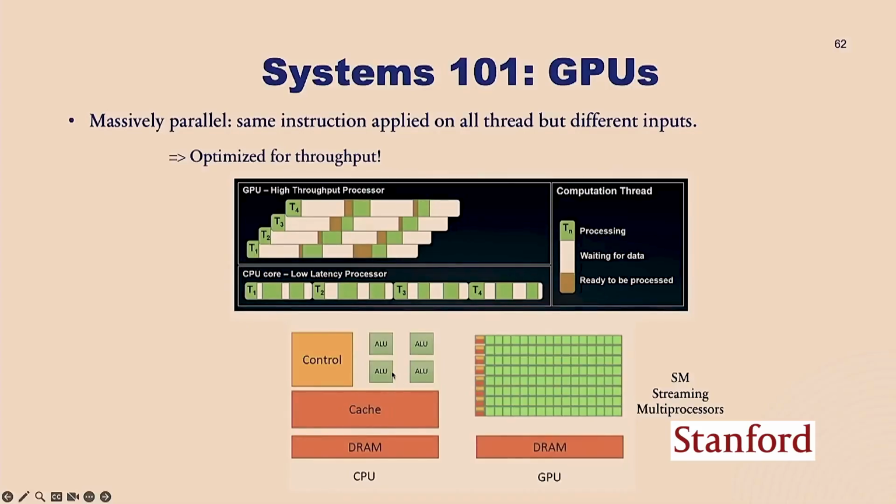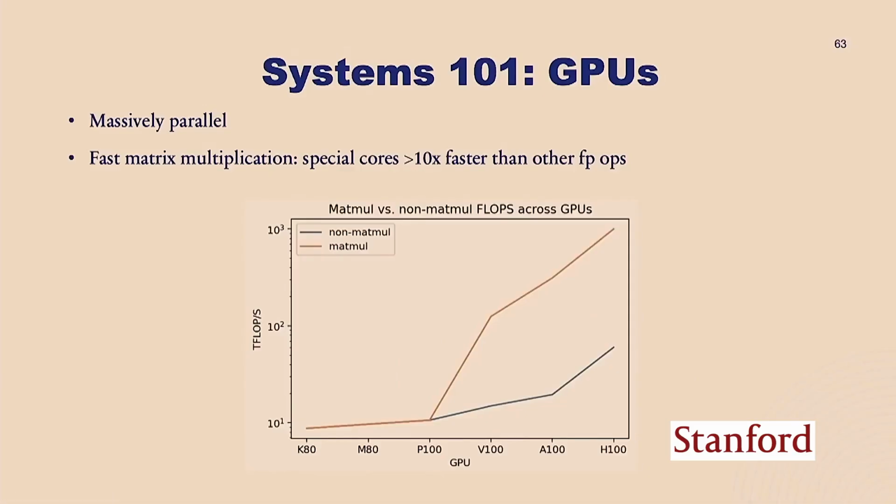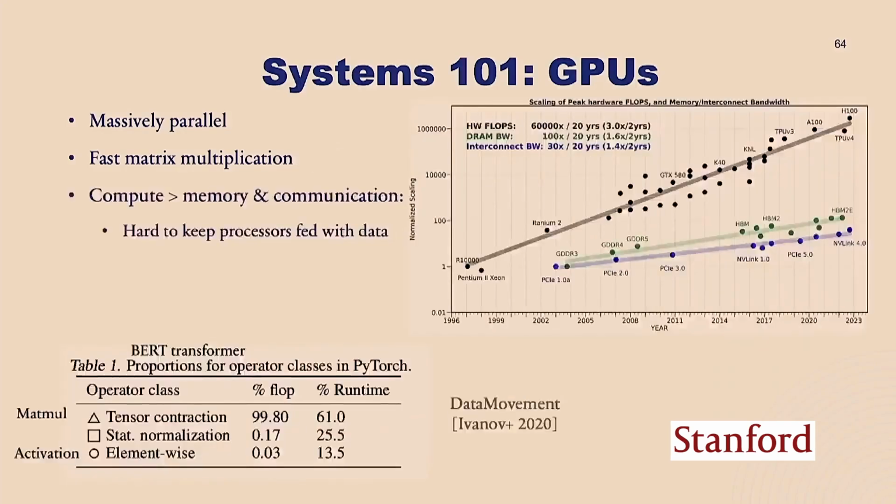So just think high throughput parallelization for GPUs. GPUs are optimized for fast matrix multiplication. So every time you do something on a GPU, if you can do it with a matrix multiplication, it's going to be 10 times faster than with anything else. That is a little bit annoying because it means that we are kind of bottlenecked to doing anything with matrix multiplications. Another thing to note with GPUs is that compute has been improving faster than memory and communication.